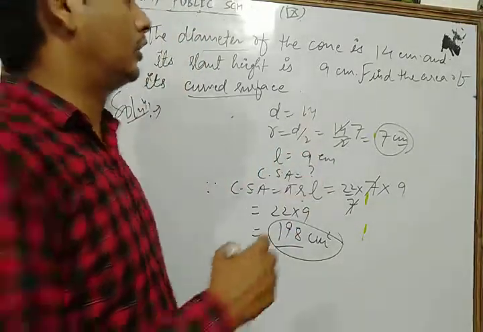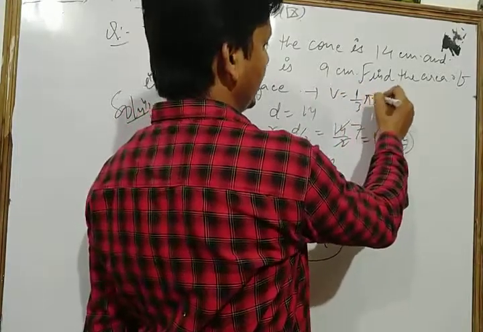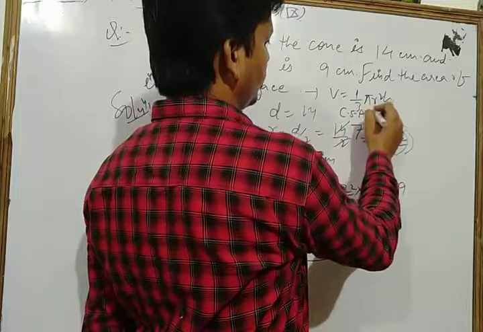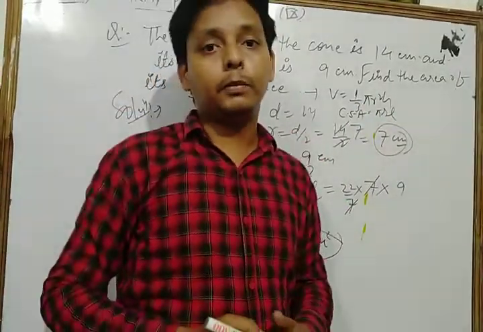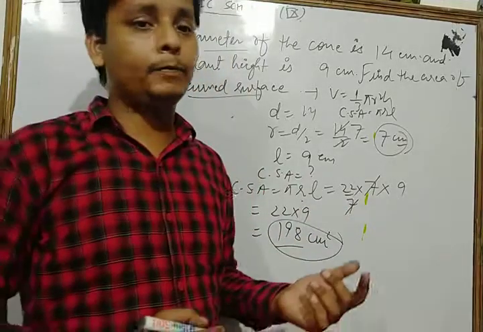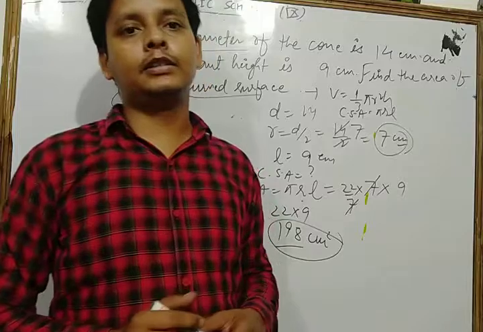And we discussed the formulas. Volume of the cone is what? 1 by 3 pi r square h. Curved surface area of the cone is pi r l, and the total surface area of the cone is pi r l plus pi r square, and the relation between h, l and r was all discussed in that class.